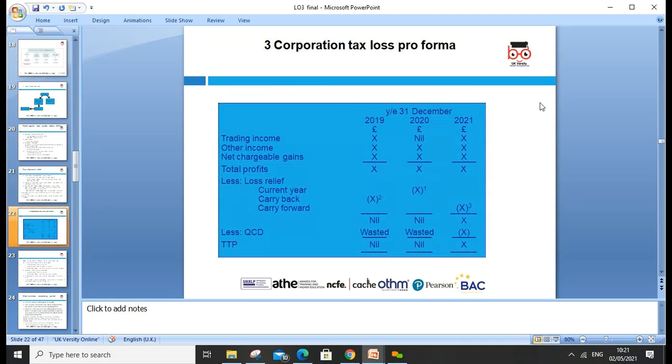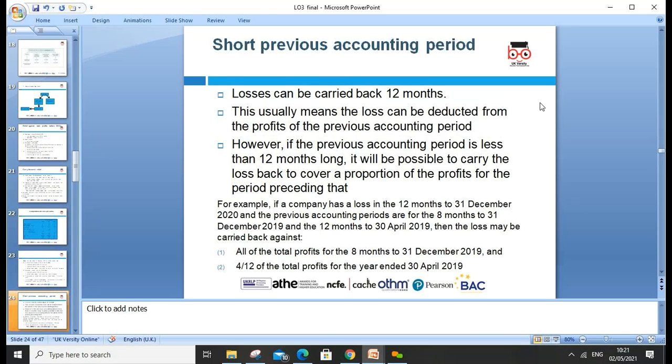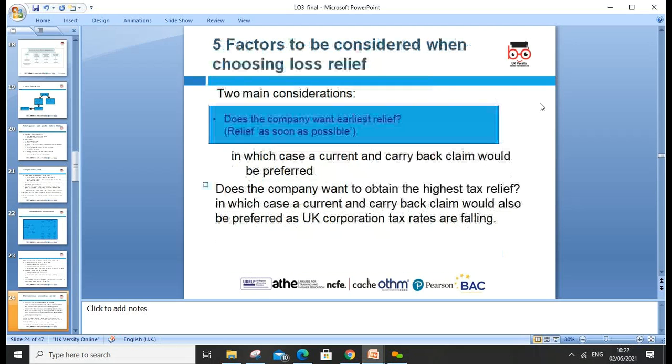Corporation tax pro forma. We can look at trading income, other income, net chargeable gain, total profit, less loss relief: current year, back year, carry forward, and if we have a QCD, qualifying, and then we calculate the total taxable profit. So this is all the guidance. If we have a short previous accounting period, then we can allocate those losses in the following year, up to 12 months.